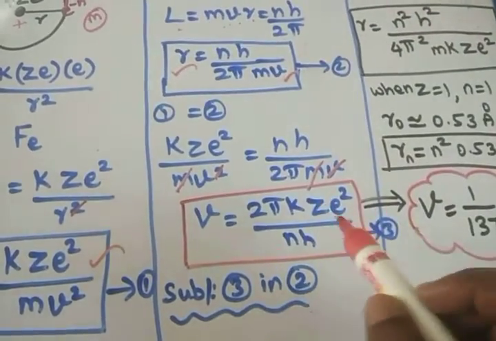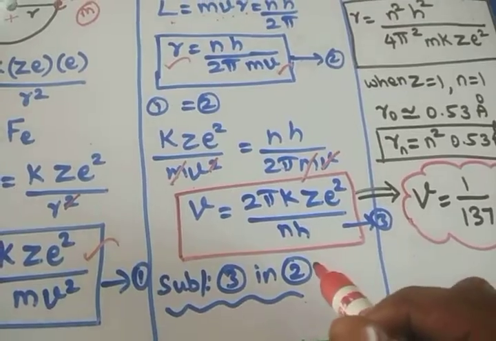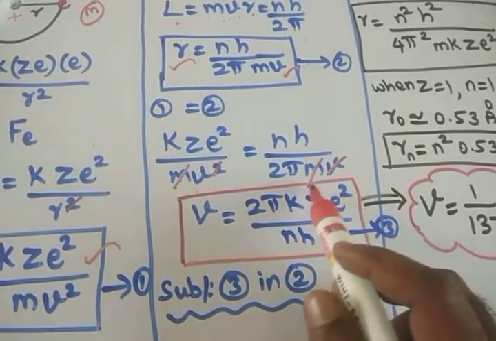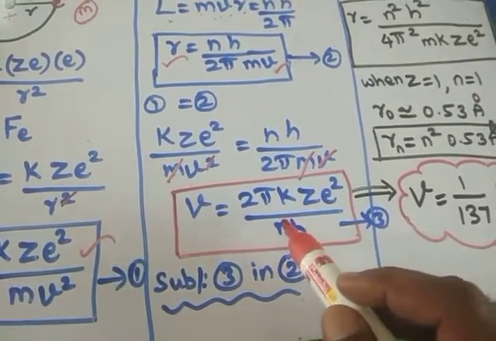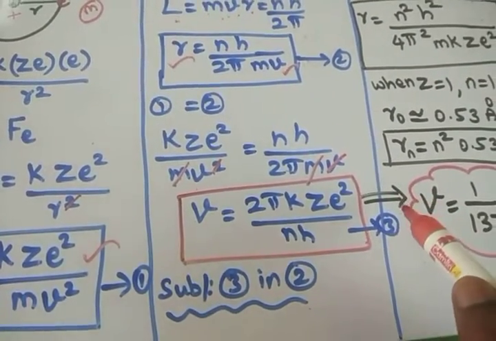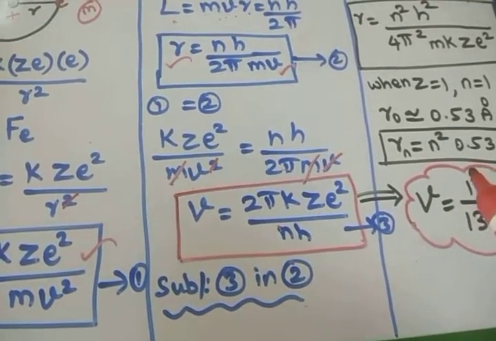Here Z is the atomic number and n is the number of the orbit in which the electron is revolving. For the hydrogen atom we substitute Z equal to 1. For the hydrogen atom only one electron is there, so n must be 1. Only in the first orbit will the electron revolve.